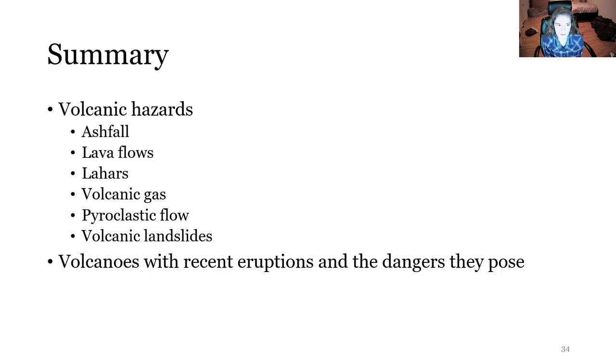So then pretty much in summary, we talked about volcanic hazards. To keep in mind, ashfall, lava flows, lahars, volcanic gases, pyroclastic flows, and volcanic landslides. It's important to have a plan to combat each of these hazards. And then we also looked at volcanoes with recent eruptions and the dangers they pose. And that's going to be about it for this lecture.